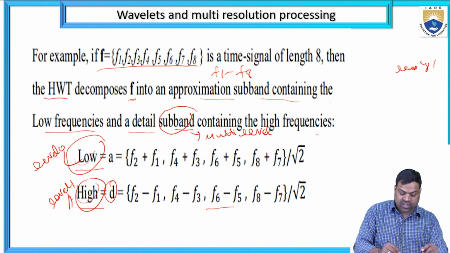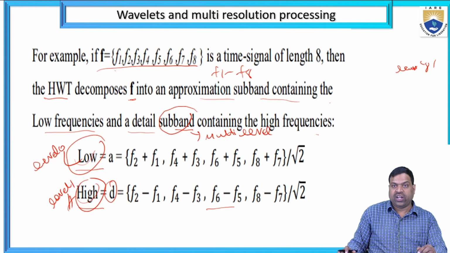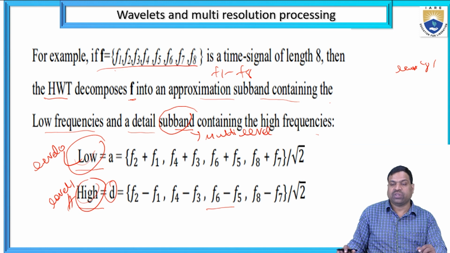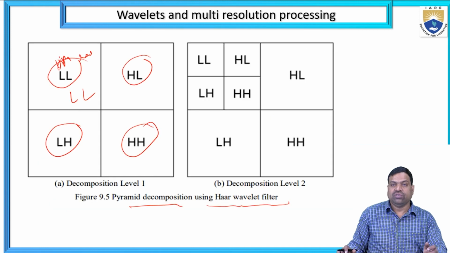Low means L, H. So L, H. What is the equation of L? (F2 plus F1), (F4 plus F3), (F6 plus F5), (F8 plus F7), divided by root 2. Here high level means we are subtracting each of the frequencies: (F2 minus F1), (F4 minus F3), (F6 minus F5), (F8 minus F7), divided by root 2, like this. So low, high, high, high, high.